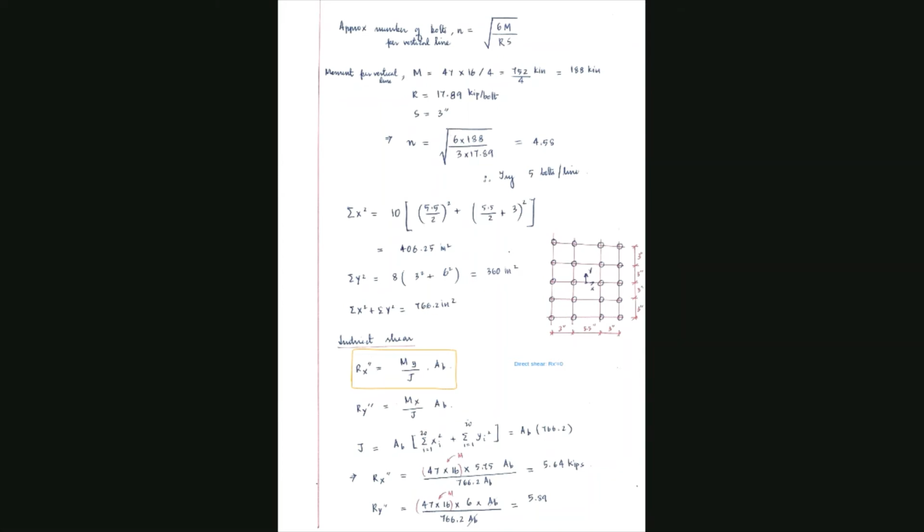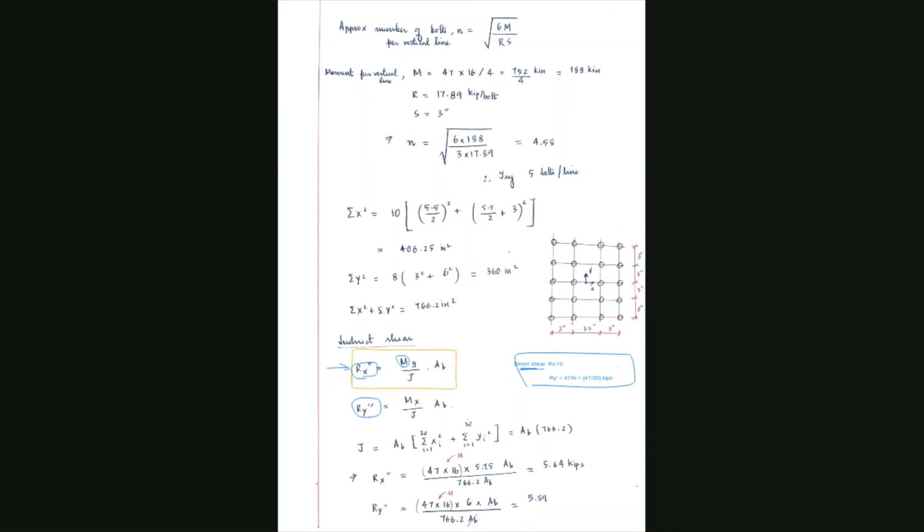Okay. Once this is found, we need to move on. Once direct shear is found, we need to move into indirect shear. In indirect shear, again you have to find the value of Rx double prime and Ry double prime because of these moments. Okay. Now this moment is something that we know, which is just P times E.